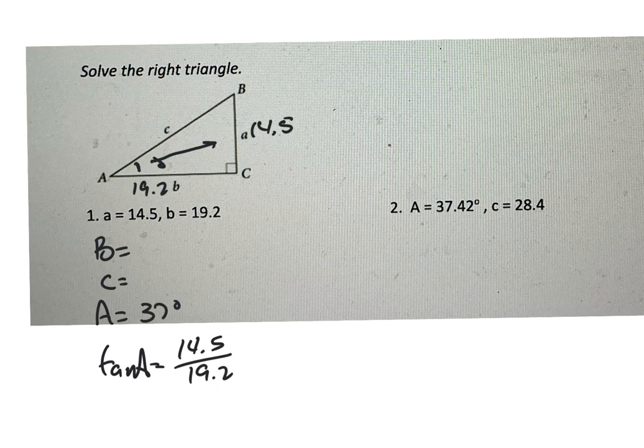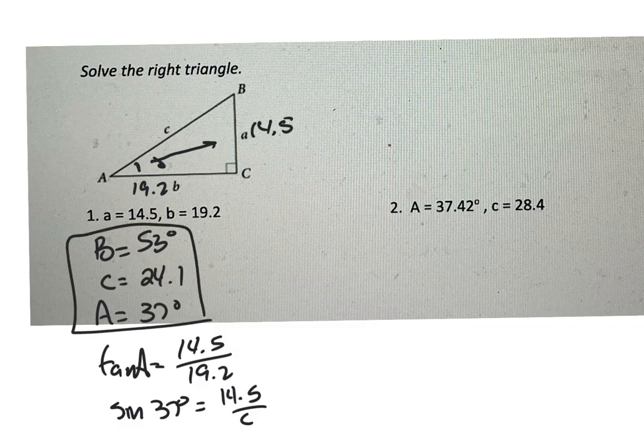Then to get angle B is pretty easy. I'm going to do 180 minus the 37 minus the 90 that's already in there, and that's 53 degrees. So the angles aren't bad. Now to find little c, I guess technically if you want to do Pythagorean theorem, you can. Not me. I'm going to go sine of 37 because I just found that one. Sine of 37 is opposite over hypotenuse, and because the 14.5 is on the top, I'm going to divide 14.5 divided by sine 37, hit enter, and I'm getting 24.1 right there. And then we have it.